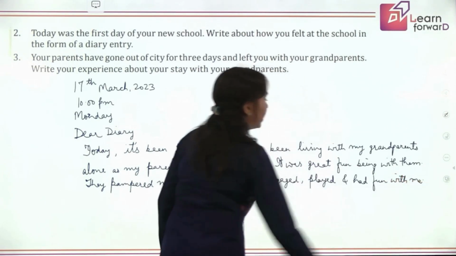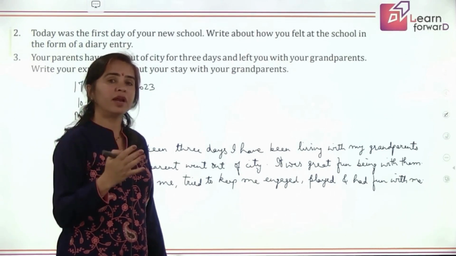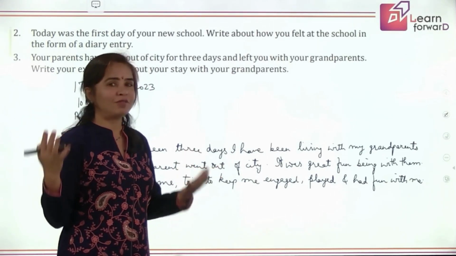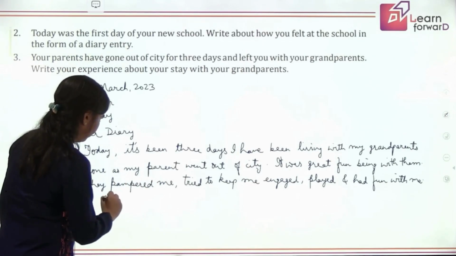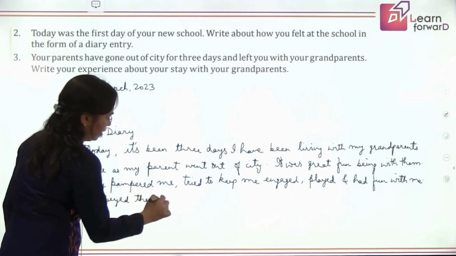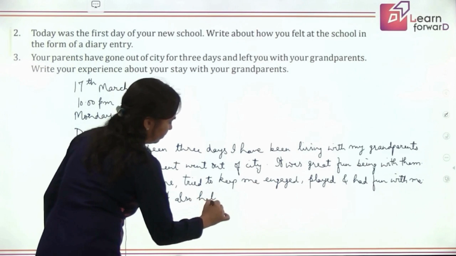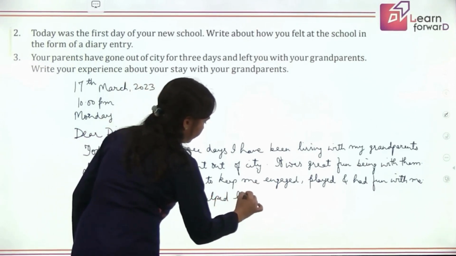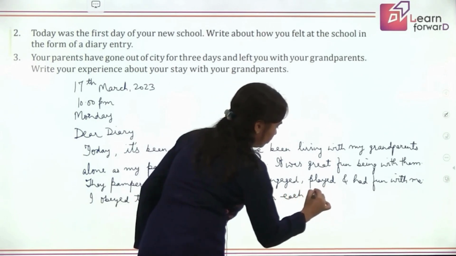Now it cannot be just one way, isn't it? So when you are without your parents, with your grandparents, you have to obey them. You have to help them out. So you enjoyed doing that also. I obeyed them and also helped them in each possible way.